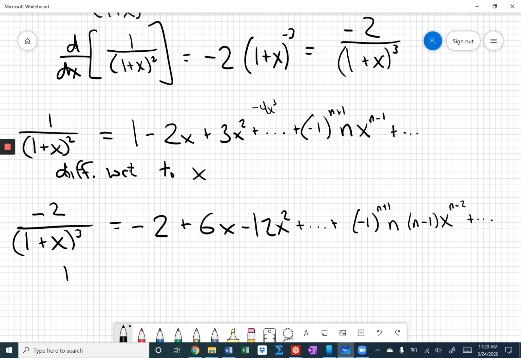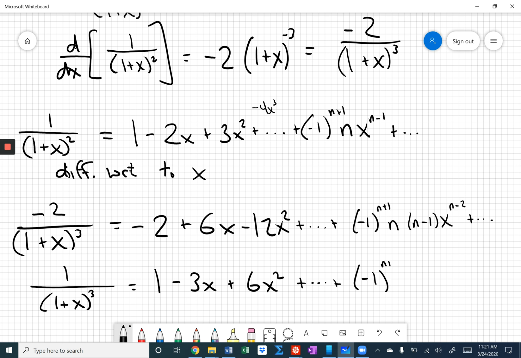And now to get rid of the -2 that's in the numerator, I just need to divide everything by -2, so I get 1 minus 3x plus 6x squared plus dot dot dot plus -1 to the n plus 1, and then let's put n times n minus 1 over 2 x to the n minus 2 plus dot dot dot.